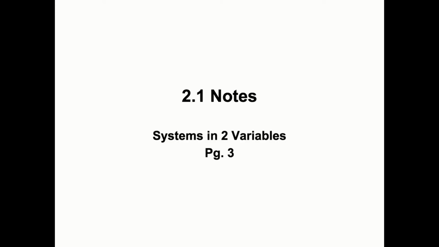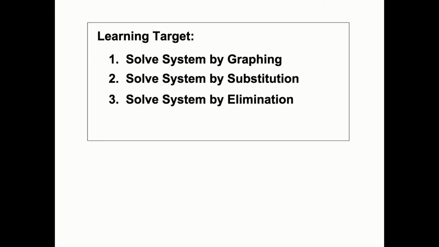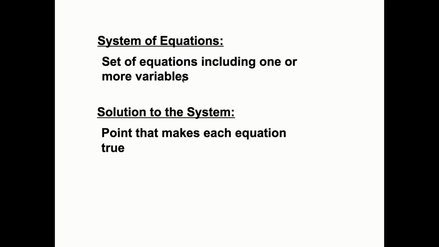So 2.1 notes, we're doing systems in 2 variables. So we're going to solve systems by graphing, by substitution, and by elimination. All of them today. Yay! So a system of equations is just a set of equations, including one or more variables. The solution to the system is the point that makes each equation true. So it'll be in both equations.